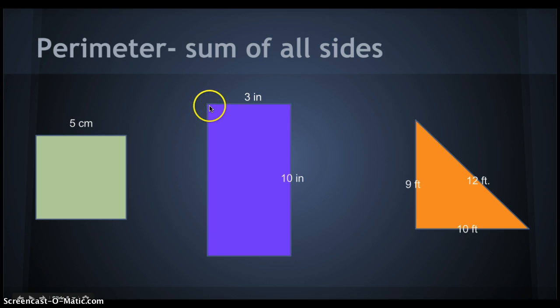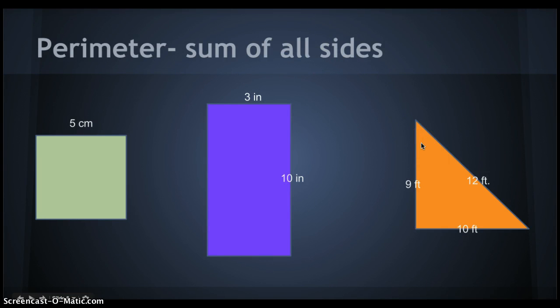Let's move on. Here we have a rectangle. One side is labeled 3 inches and one side is labeled 10. We don't have the measurements of this side or this side. However, we know that this side is equal in length to this side, and this side is equal in length to this side. Therefore, we know that this side is 3 inches, and this side is 10 inches. All we need to do is add them up. Let's start with 3. 3 plus 10 is 13. We know that this side is 3, so 13 plus 3 is 16, plus 10 is 26. The perimeter of this rectangle is 26 inches.